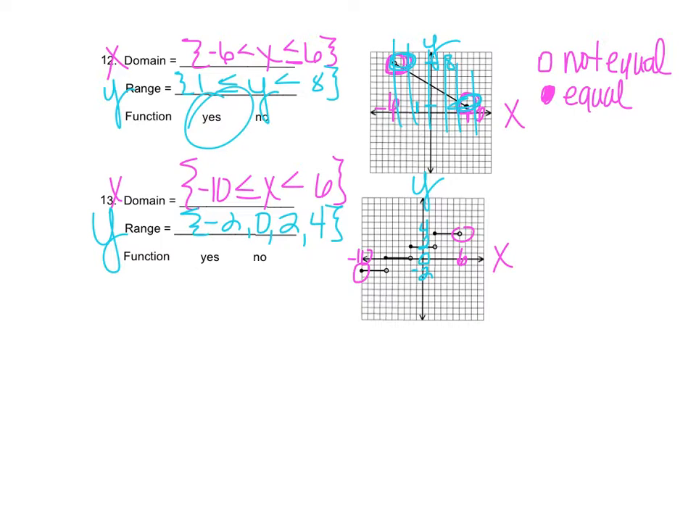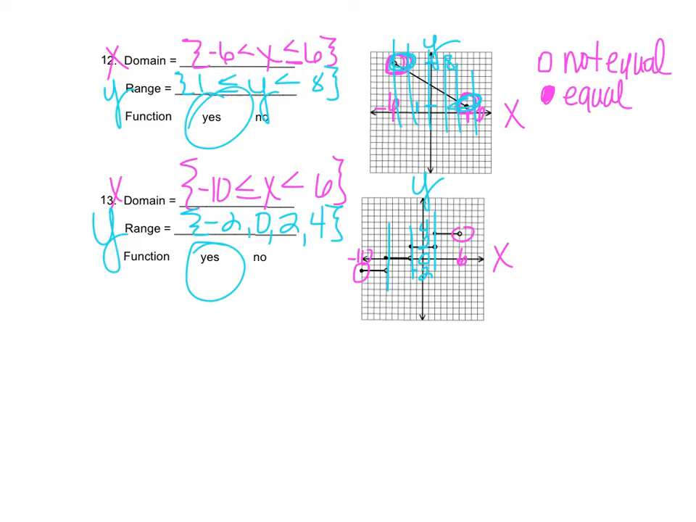Okay, determine if it's a function. If you draw a vertical line, it's going to cross through 2 points, but one of those points is closed, the other one's open, which means it doesn't include the open one. So this would be a function here because one of them's open, the other one's closed. If they were both closed, then it would not be a function because those x values would be the same.